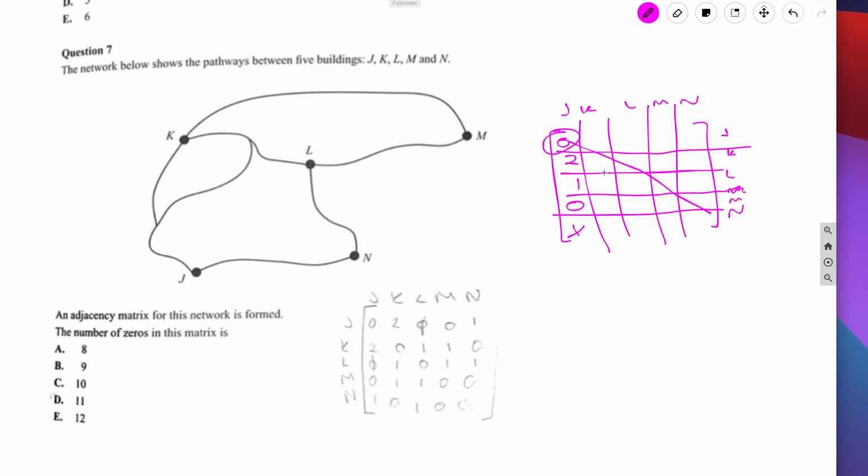Then K to K, nope, I can loop around just through here and not go to any other building, so that one's not it. Then K to L, I can definitely go to K to L right through here, so that's not it. K to M, I can get there as well. K to N, doesn't look like I can get to N directly.